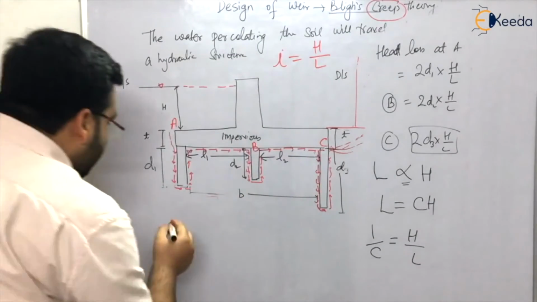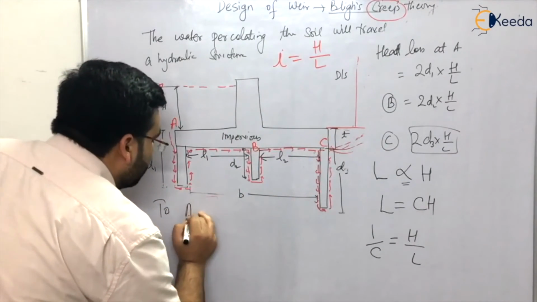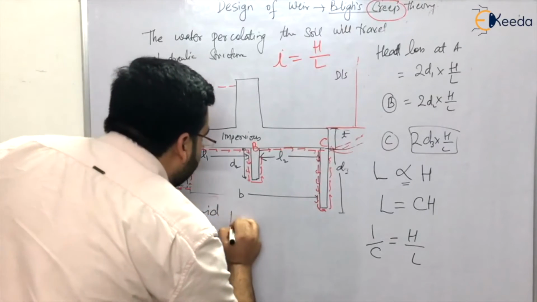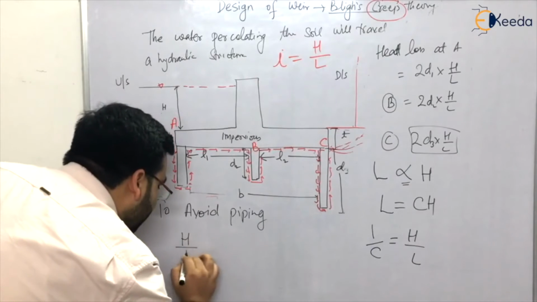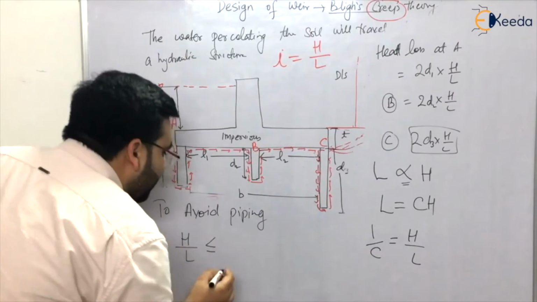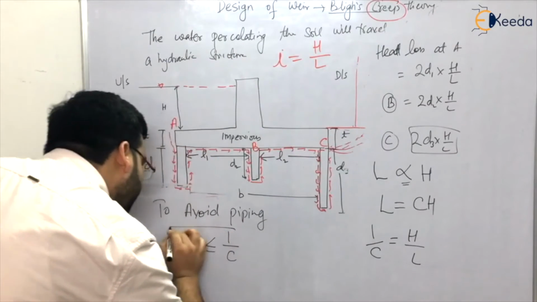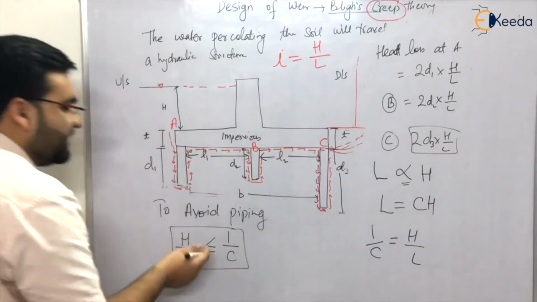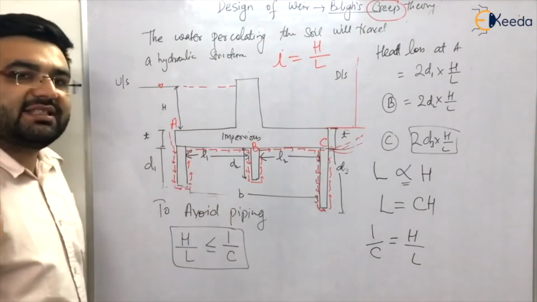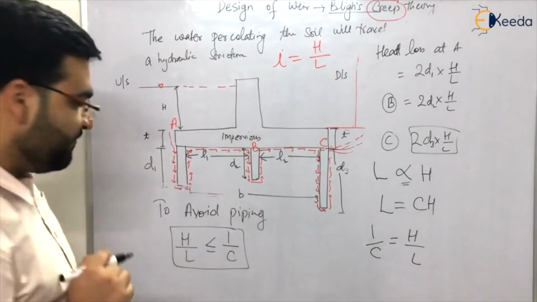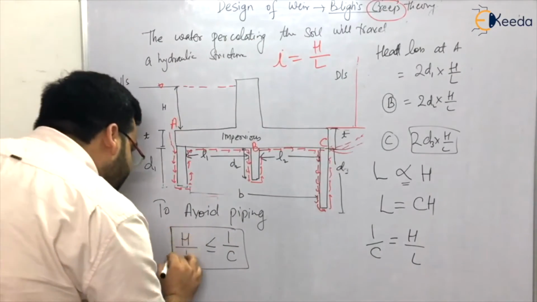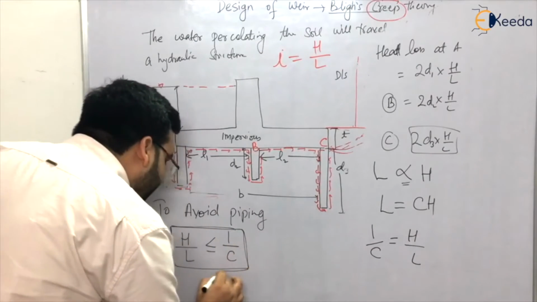Bligh said that to avoid piping, this H by L should always be less than 1 by C. Less than or equal to means that's a limiting case, but it should always be less than 1 by C, where C is the creep coefficient. Sorry, Bligh's coefficient. So H by L should be less than 1 by C.